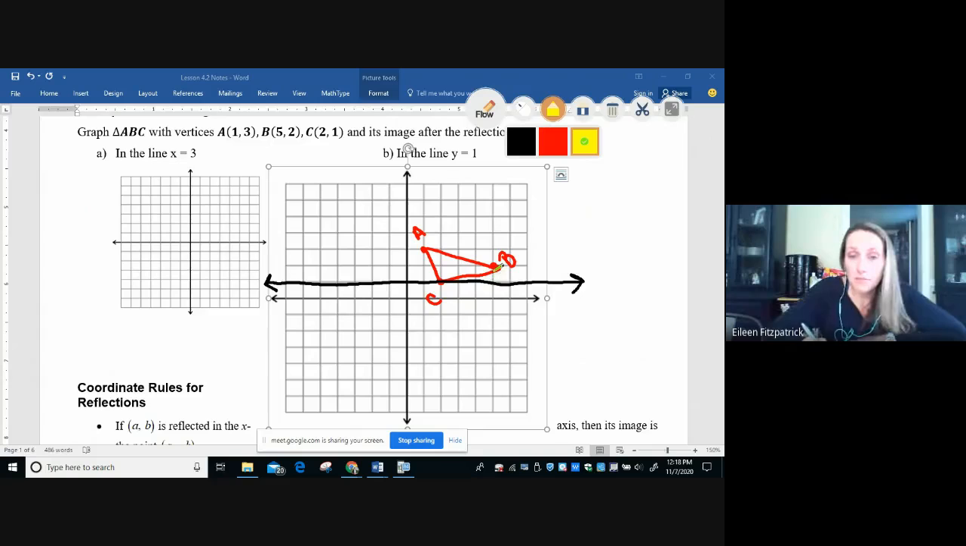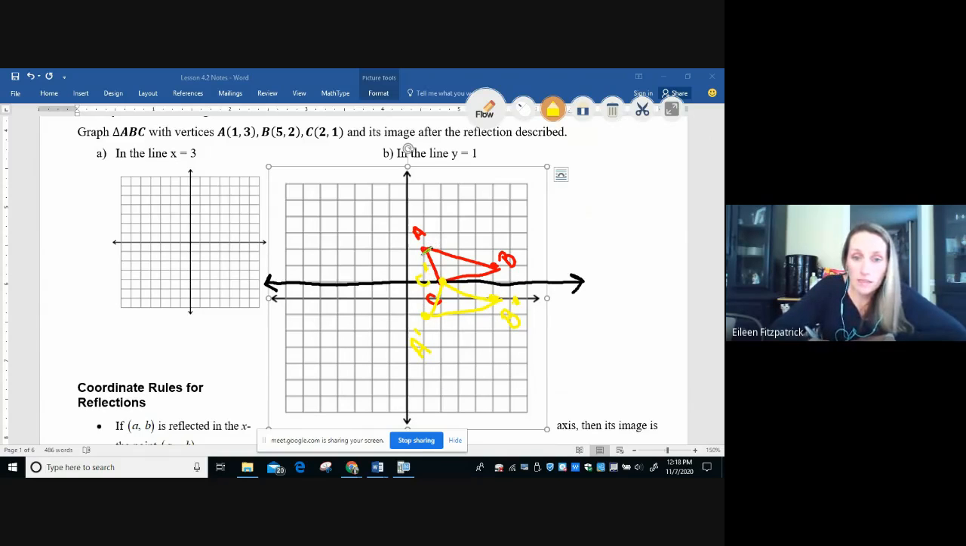Okay, reflecting B over the line of reflection. Right now, B is above by 1 unit, so I'm going to go straight below by 1 unit. That's B prime. A is 2 units above, so I'm going to go 2 units below, and that's A prime. C is on the line of reflection, so C prime is also on the line of reflection. I'm going to connect them, and I have my reflected image.